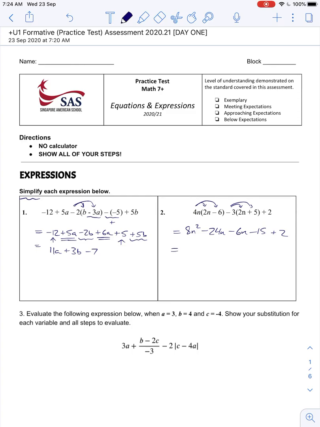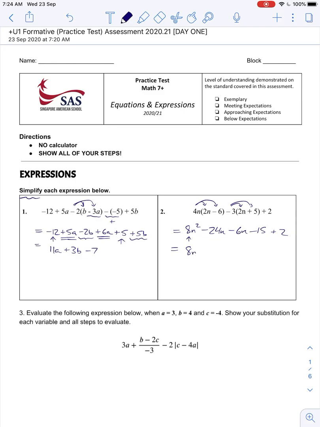So I start by looking at my n squared. Okay, I've got an 8n squared. There are no other n squareds, so there's nothing that can be combined with. Okay, you can't combine an n squared with an n. If they have different variables, they are not considered like terms. So then we go on to our n's.